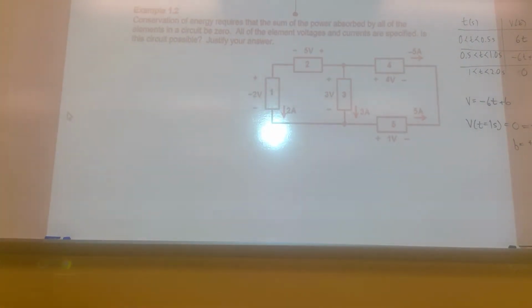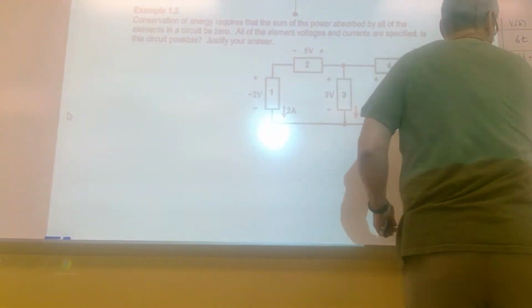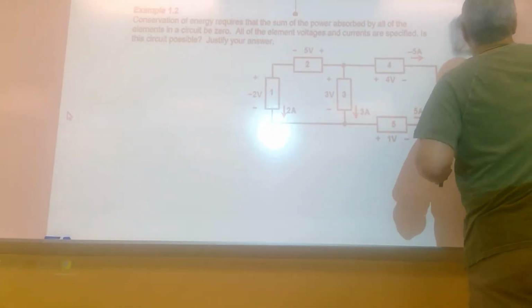Can we assume that the current through 2 is the same as 2? Yes. If elements are in series, then they should have the same current. But then, well, I mean, 4 and 5 are different. Are they? Oh, right. It's a different direction.